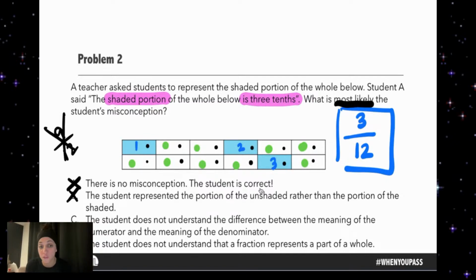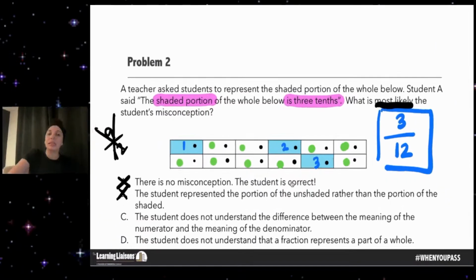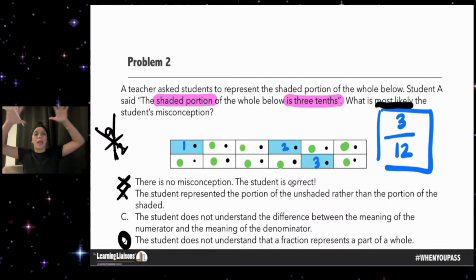Well, that sounds so fancy. Let's keep looking to see which one is going to be the best answer. The student does not understand that a fraction represents a part of a whole. There is our answer. So the student does not understand that I have a part out of a whole.